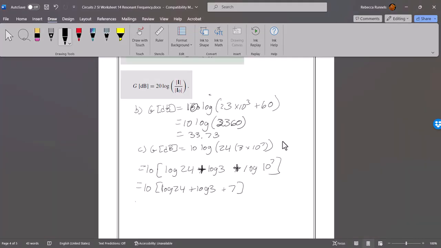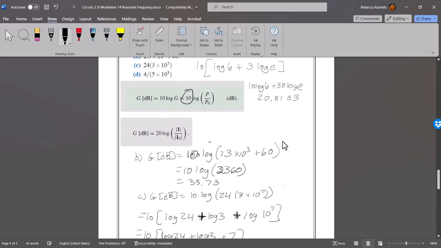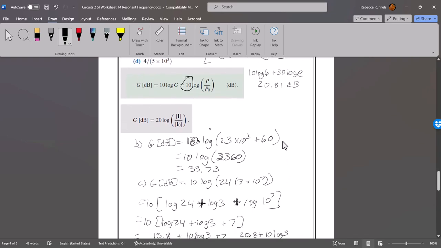10 log 24 is 13.8, and 10 log 3 is something, don't know what, plus 7, and so then that is 20.8 plus 10 log 3, at which point I do have to get out the calculator, and it is 85.57 decibels. And then the last one here, I just want to show you a division.